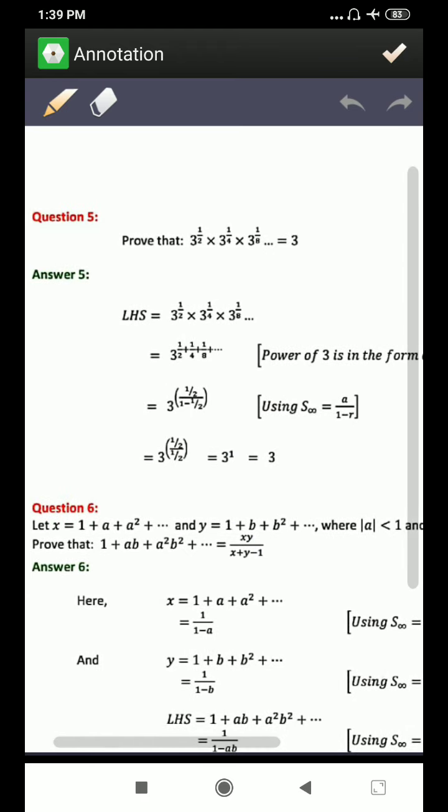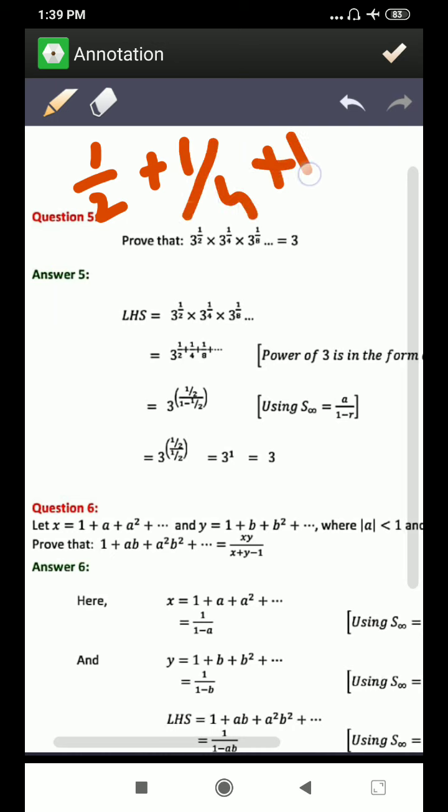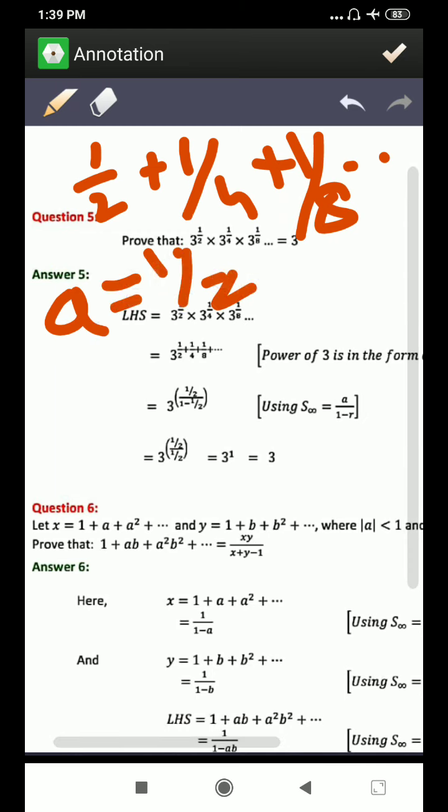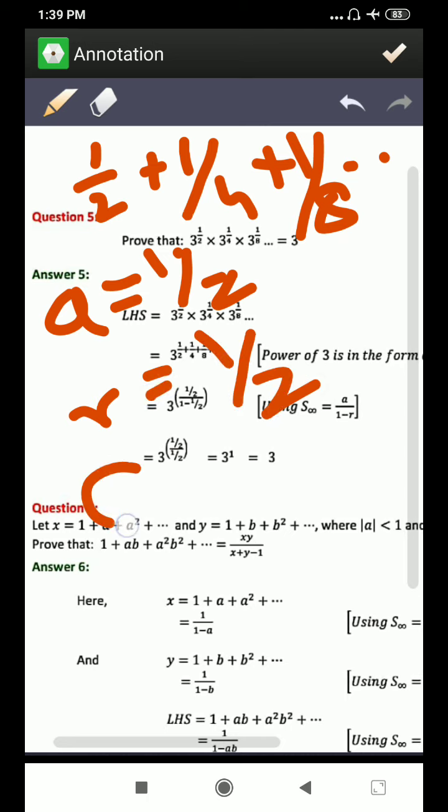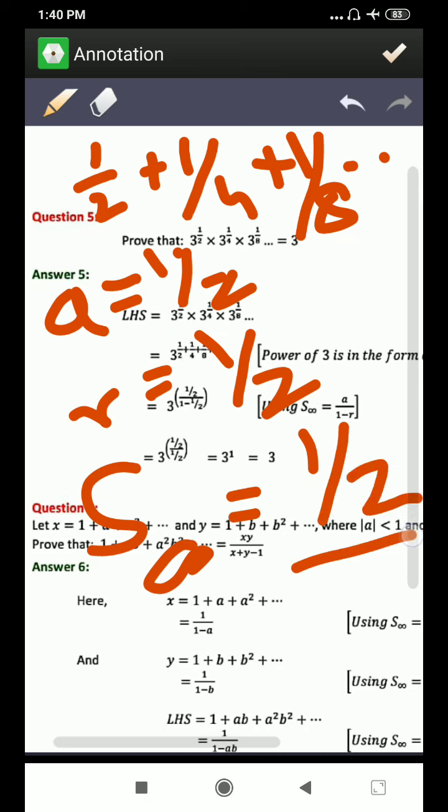So I am showing over here, you have to calculate 1 by 2 plus 1 by 4 plus 1 by 8 and so on. You just calculate this. Its first term is half. Common ratio is also half. So you get the sum to infinity. S infinity will be A, means half, upon 1 minus R. So half divided by 1 minus half, that is again equal to half.